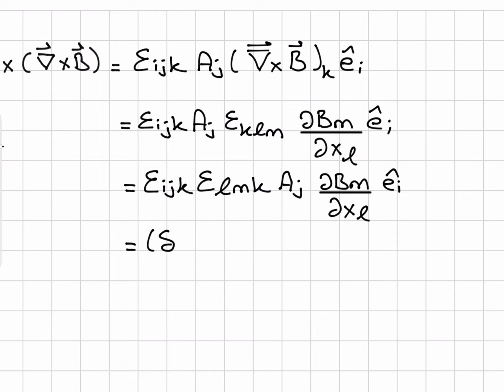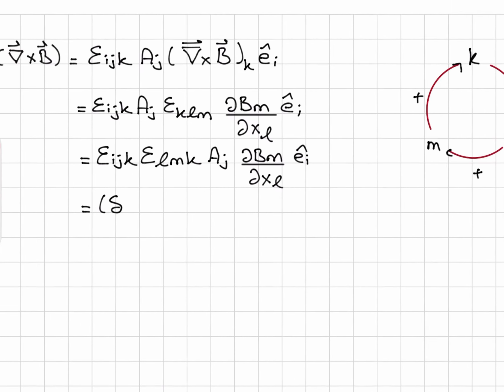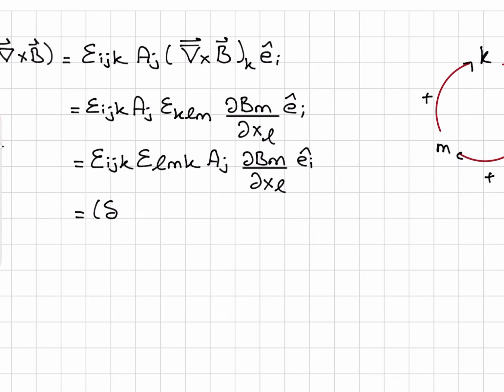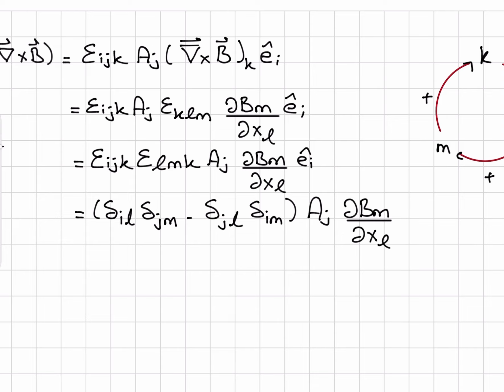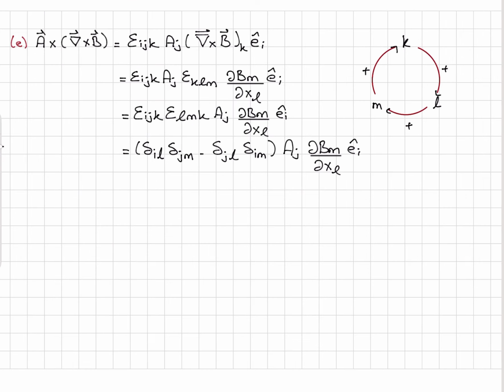Okay, and now we can use the Levi-Civita identity. Kronecker delta, first indices are I and L: Kronecker delta IL. Kronecker delta second indices JM, minus Kronecker delta inner indices JL, outer indices IM. AJ del BM del XL in EI hat direction. So that's what we have here.